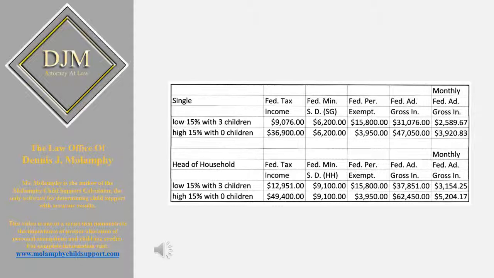Any time that this parent has an adjusted gross income of $3,920.83 or less, down to $2,589.67, the children's 3 personal exemptions are worth $148.13 per month to the non-custodial parent. The same type of calculations determine that any time the custodial parent's adjusted gross income is at or in between $3,154.25 and $5,204.17, then the 3 children's personal exemptions are worth $148.13 per month to the custodial parent.